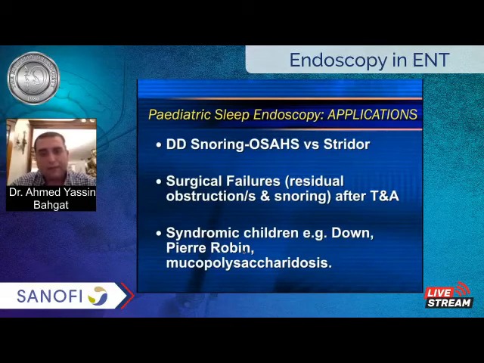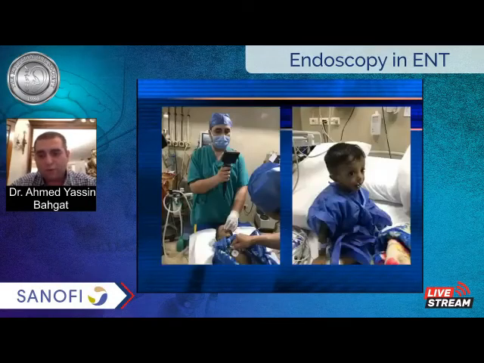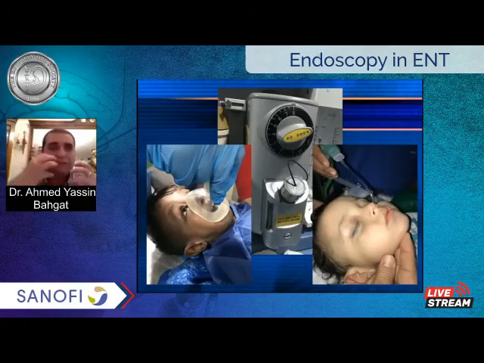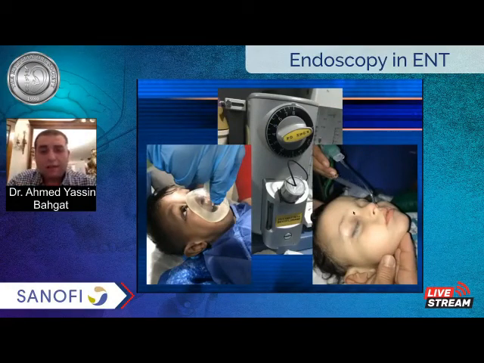Like in this case, in Pierre Robin syndrome, one of the cases, there is retrognathia and very undeveloped skull. And another case, that patient had cerebral ischemia and was severely mentally retarded. We couldn't examine him by awake examination, and we did sleep endoscopy for him.